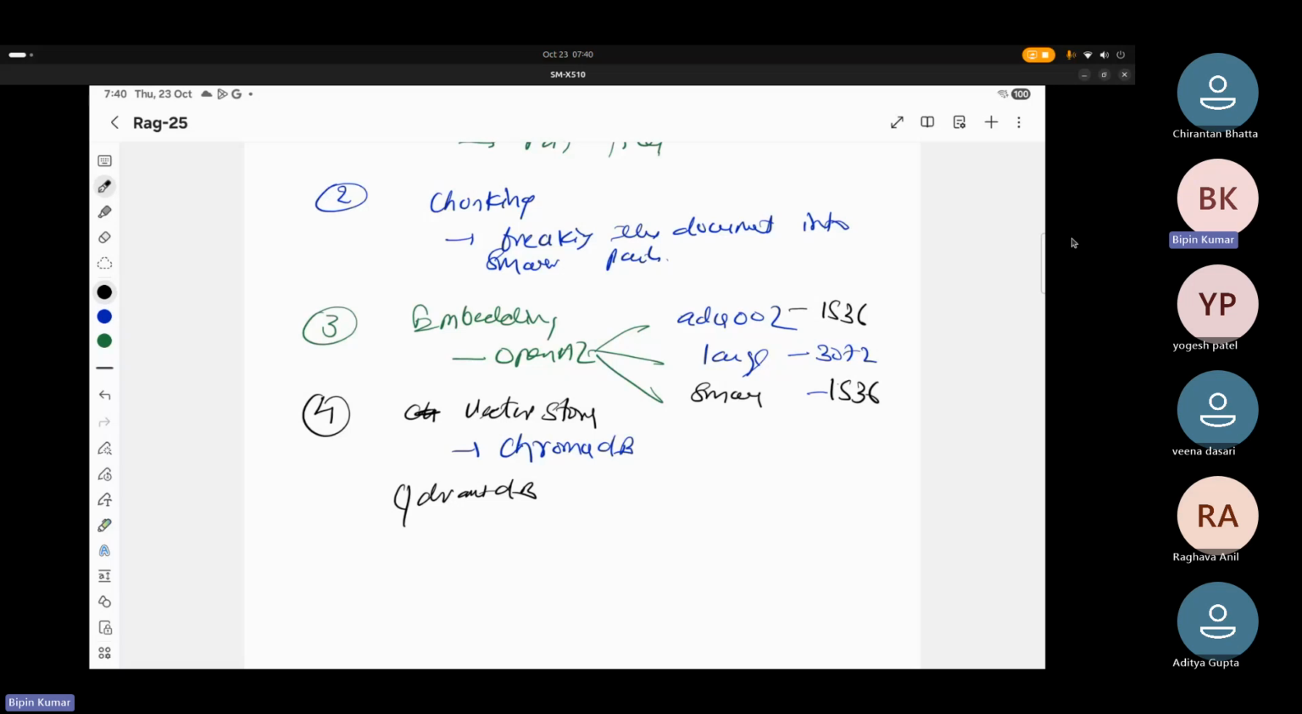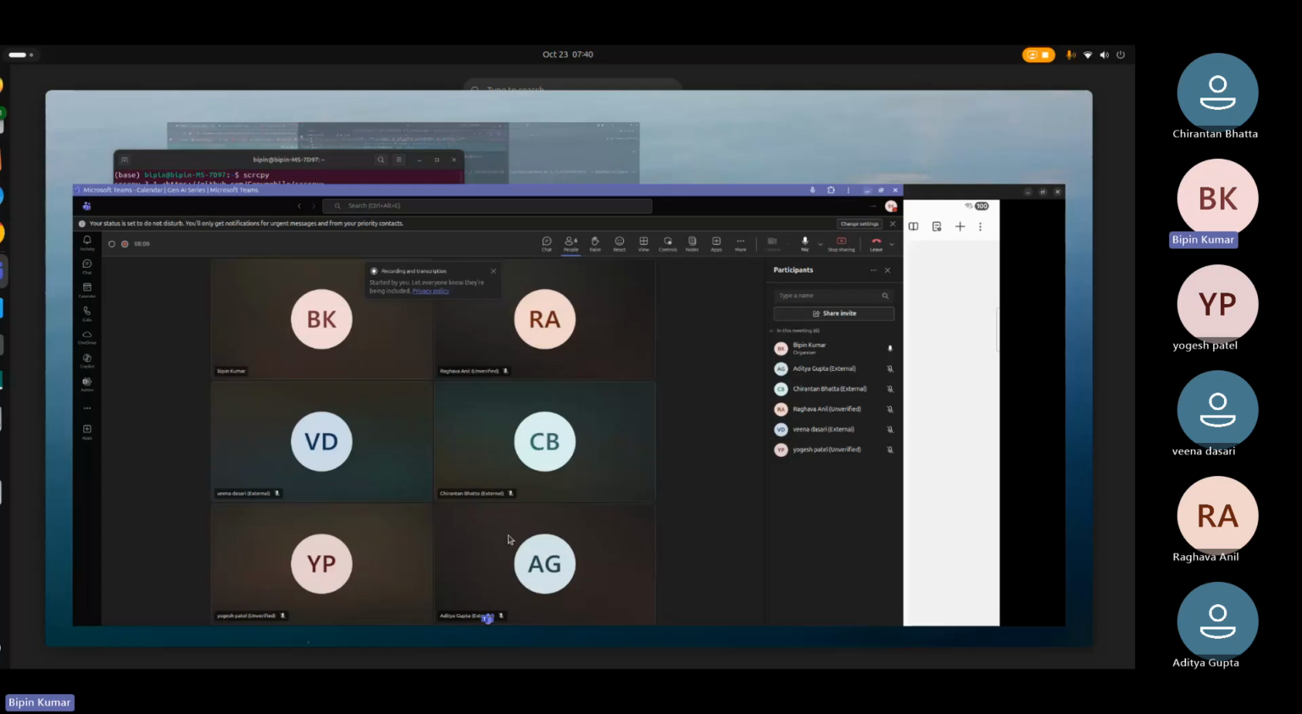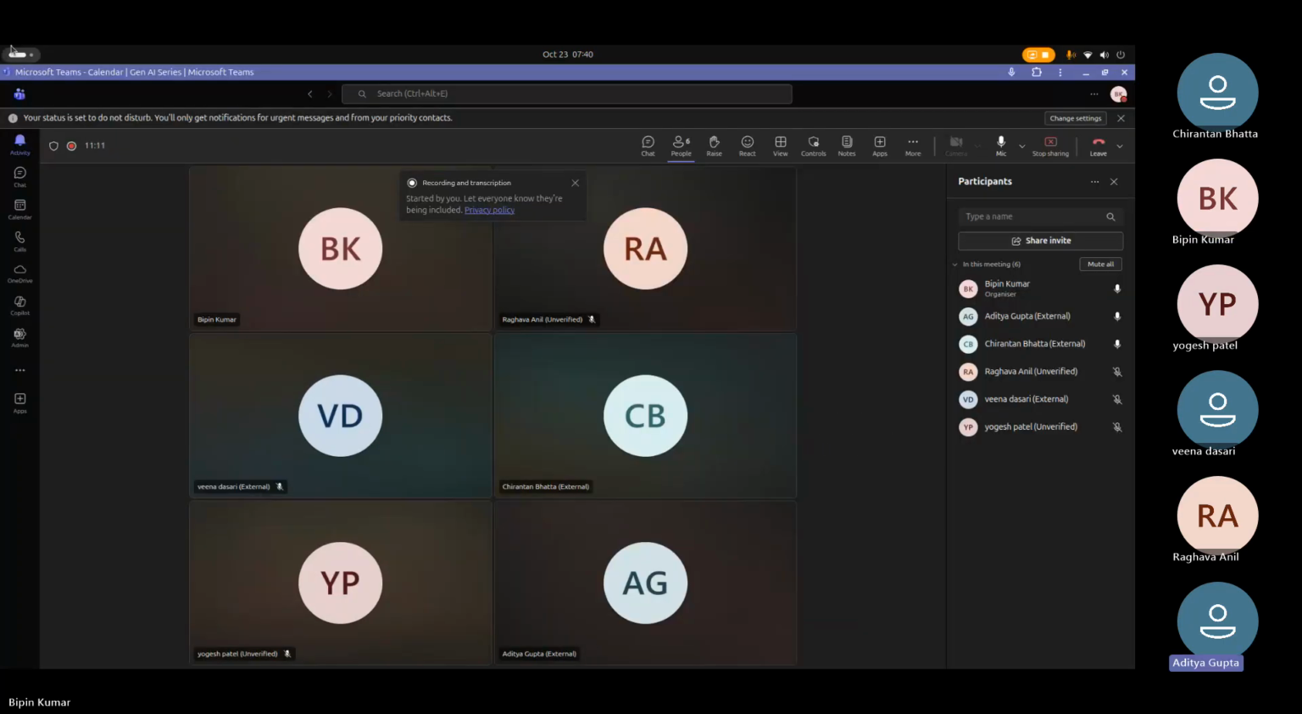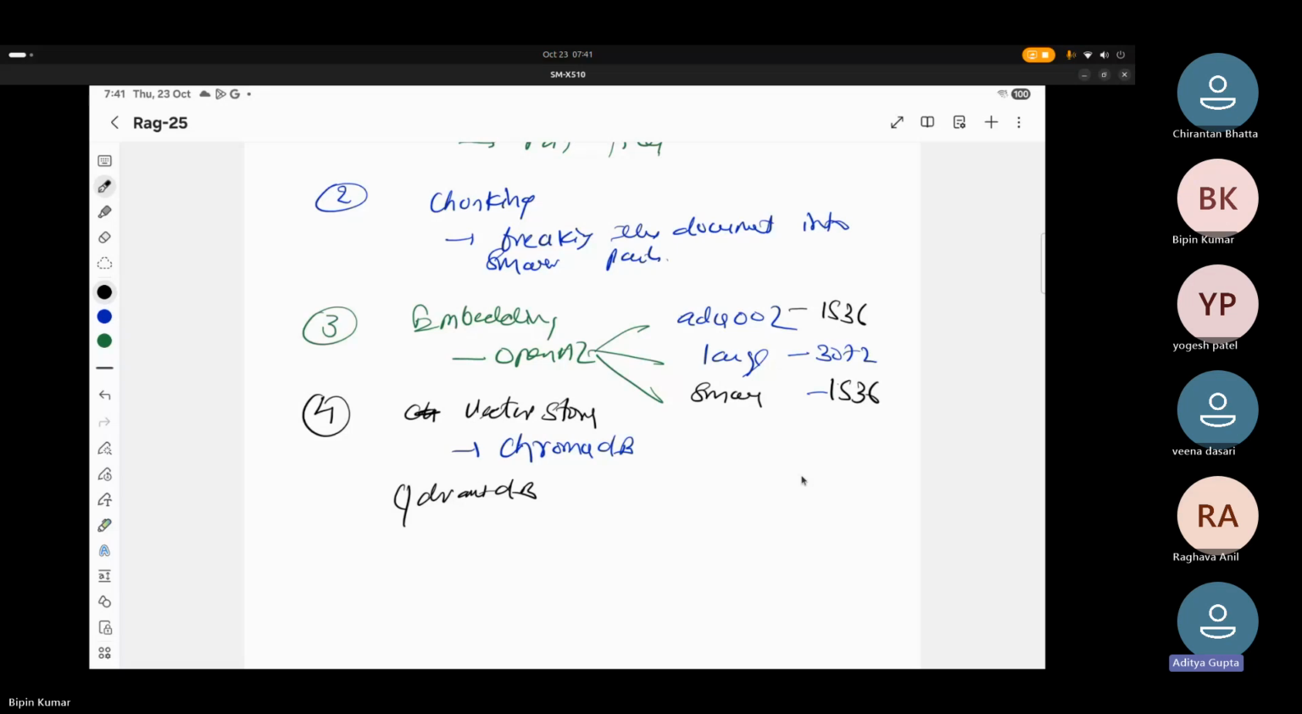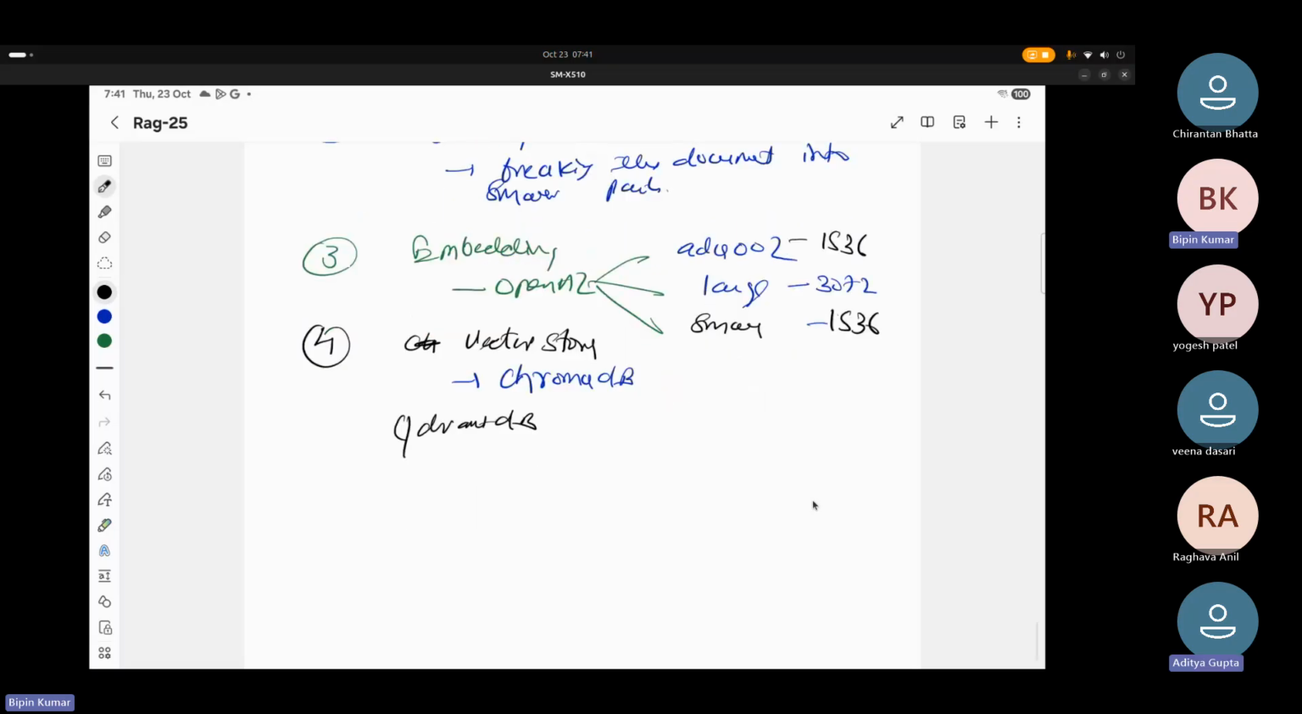Can anyone want to answer? Chitrantan? Okay, no problem. Anyone else? Aditya? Sir, in vector database, we store the numbers which we have generated from the chunked document. Correct. And that number we call an embedding, vectors. Yes, embeddings. Vector also you can say. Good.